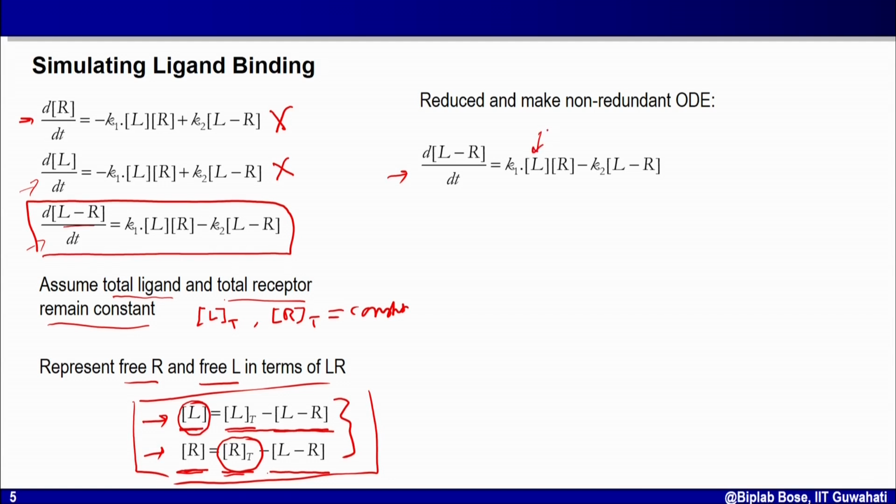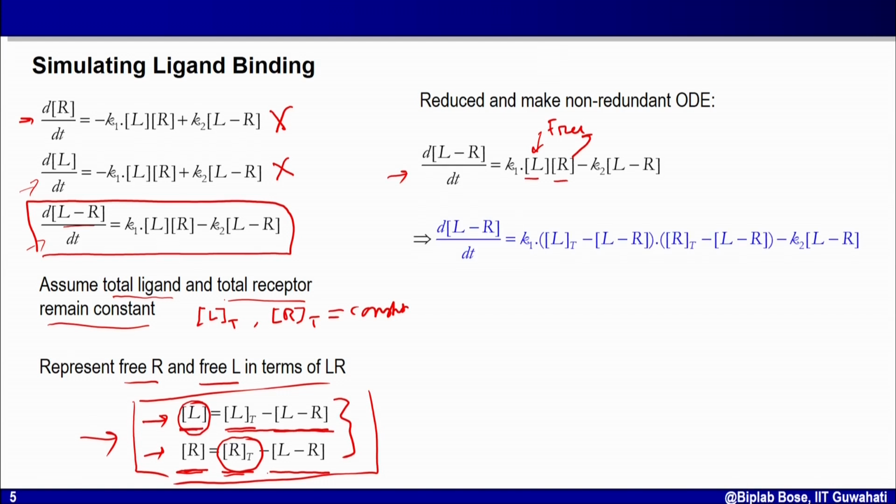Now L is free ligand, R is also free receptor. So if I use these algebraic relations, I can replace this L and R by these algebraic relations. That's what I have done. So the equation after replacement of free L and R will be K1 into (LT minus LR), this is nothing but free L concentration, into (RT minus LR), this is nothing but concentration of the free R, minus K2 LR as it is.